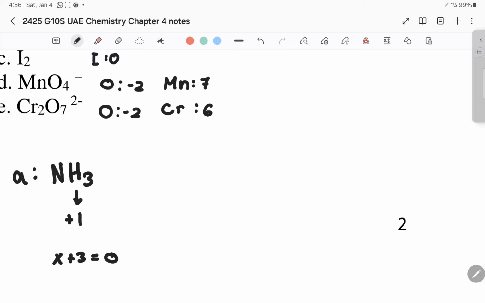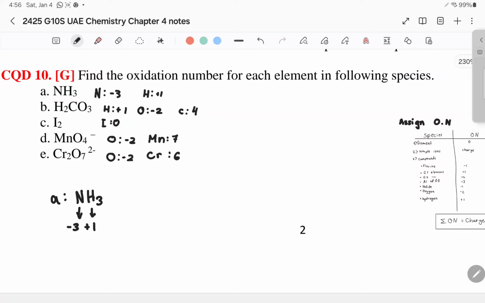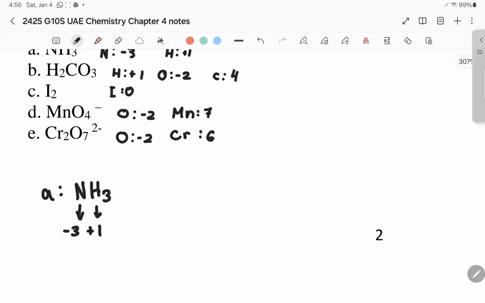So x + 3 equals 0, x equals -3. So we know that N would be -3. And -3, hydrogen +1. And that's how you find it. And don't put the charge for hydrogen as +3 since it has a subscript of 3.